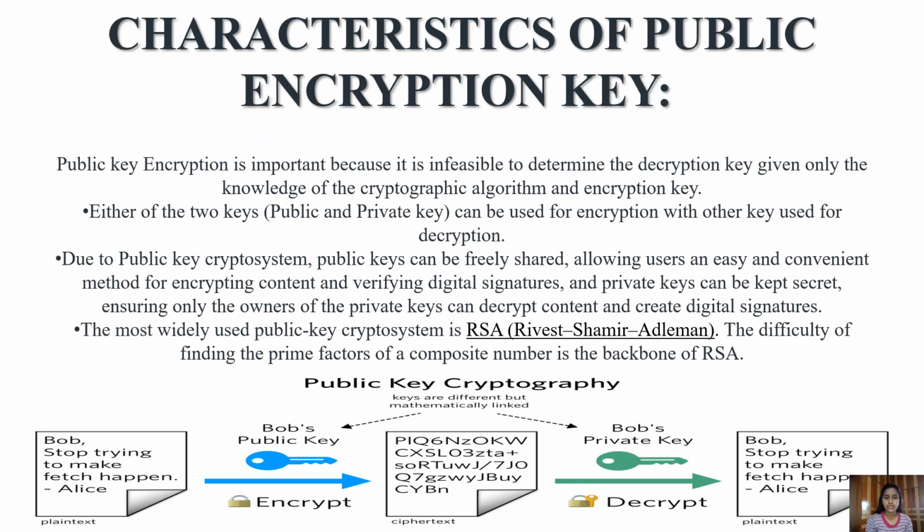Characteristics of public key encryption. Public key encryption is important because it is infeasible to determine the decryption key, given only the knowledge of the cryptographic algorithm and encryption key. Either of the two keys, public and private key, can be used for encryption with the other key used for decryption. Due to the public key crypto system, the public key can be freely shared, allowing users an easy and convenient method for encrypting content and verifying digital signatures, and private keys can be kept secret. The most widely used public key crypto system is RSA. The difficulty of finding the prime factors of a composite number is the backbone of RSA.